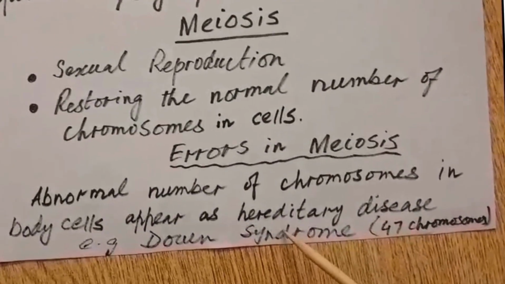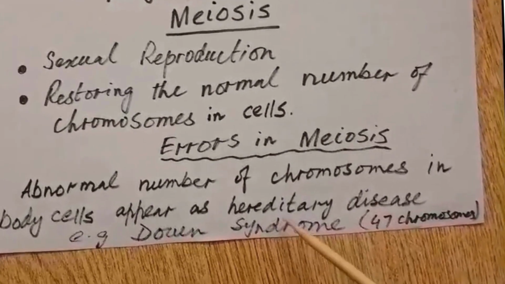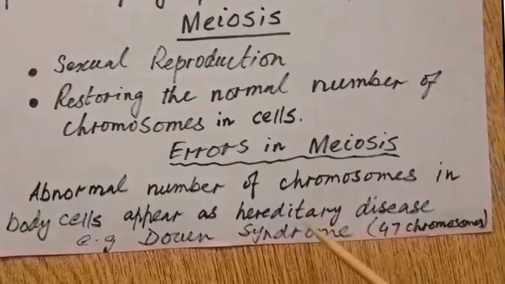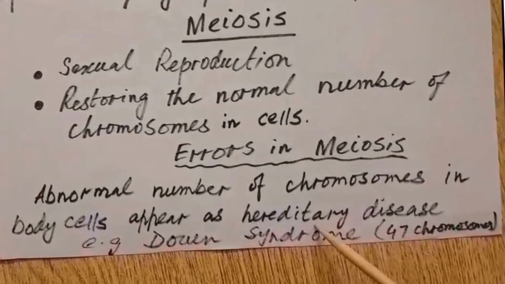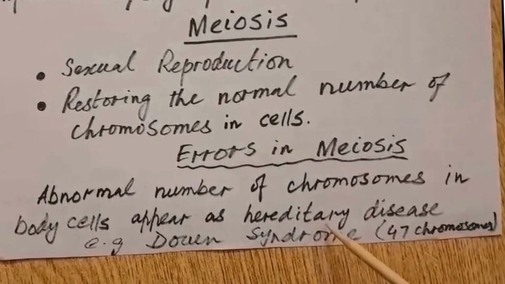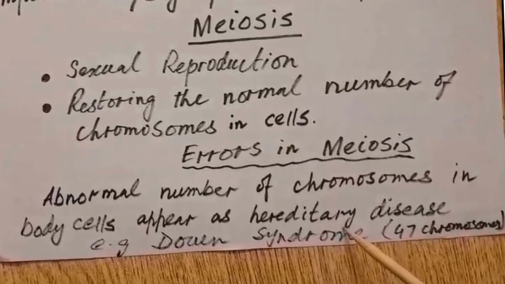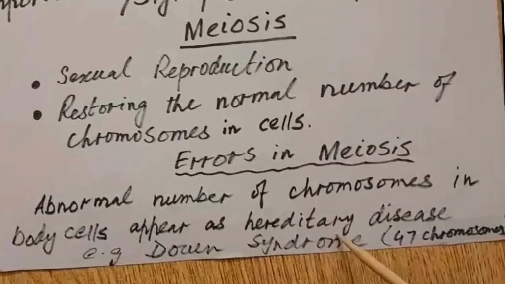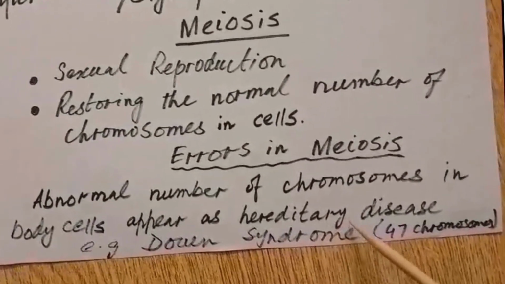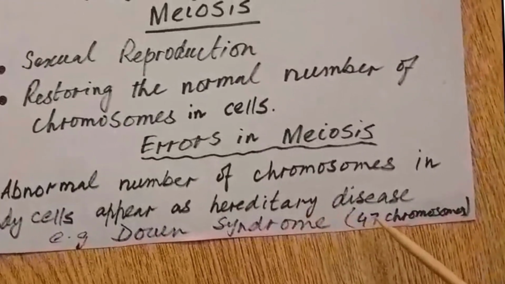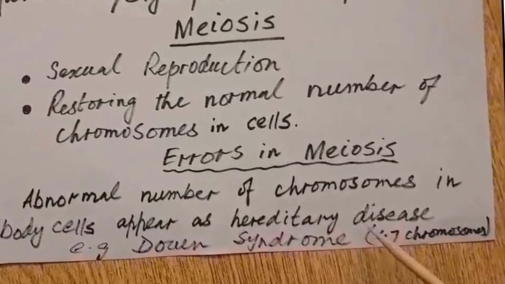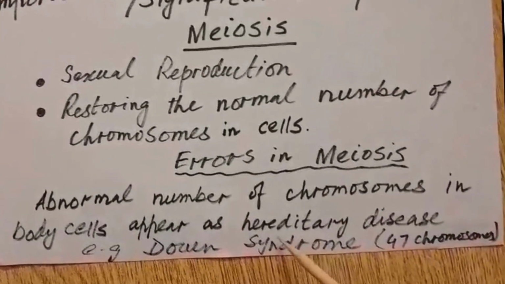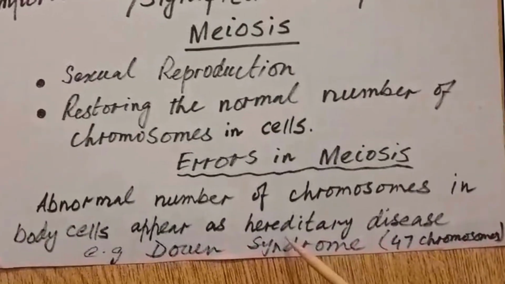Because the error occurs in the female gamete, and the 21st pair of chromosomes, the whole pair, goes into the egg cell of the female, and this egg cell with 24 chromosomes instead of 23 combines with the normal male gamete with 23 chromosomes. So 24 plus 23 will result in the 47 chromosomes in the individual with Down syndrome, and these individuals are with the disease, and they are not behaving like normal people.